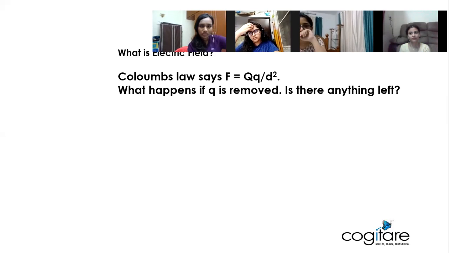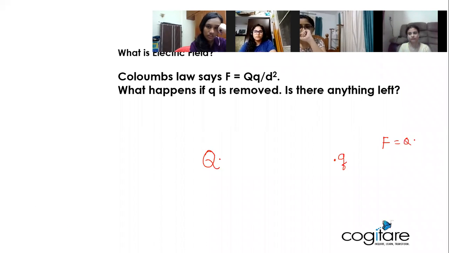Go ahead, Neha, please read this. Coulomb's law says F is equal to K Q Q by D square. Don't worry about K. What happens if Q is removed? Is there anything left? So what we are telling is I am having some charge Q, and I'm having another charge Q. So Coulomb's law is telling the force between these fellows is equal to Q by D square. I am assuming that the distance between these fellows is D.